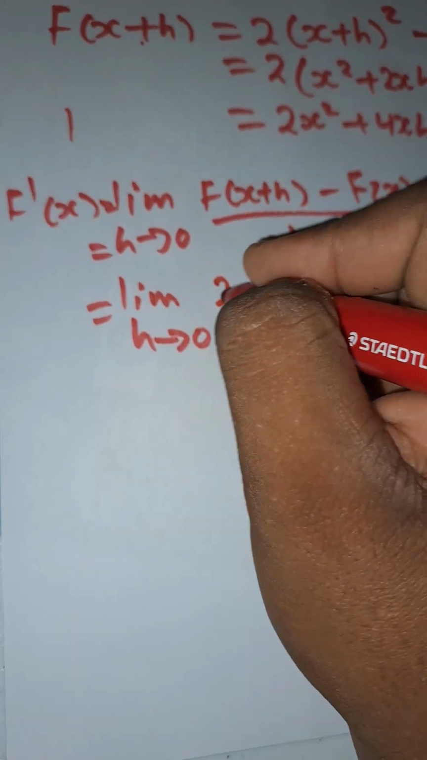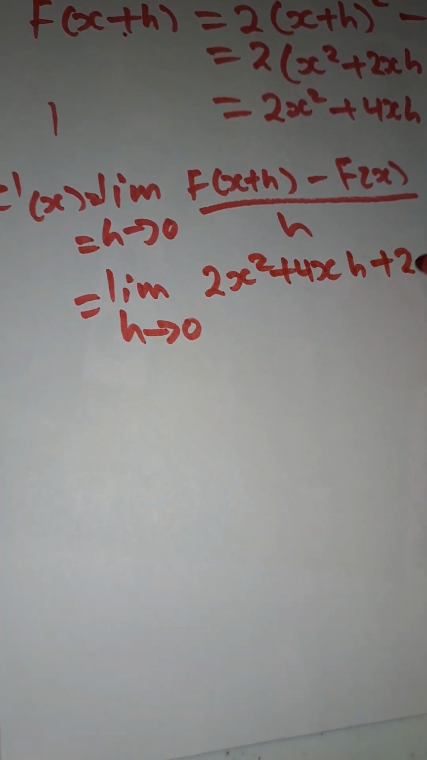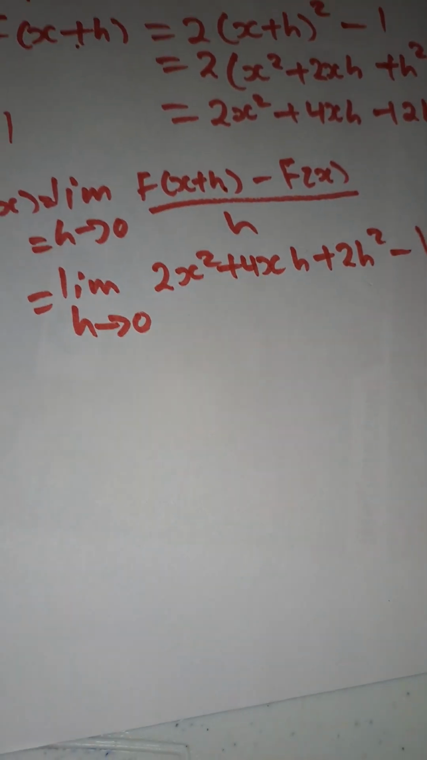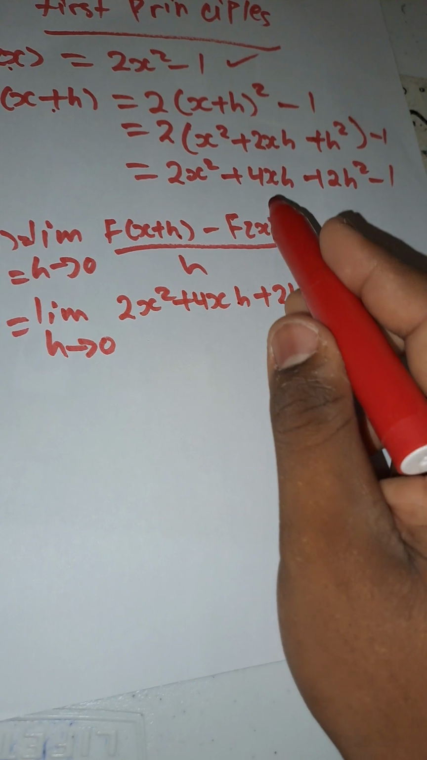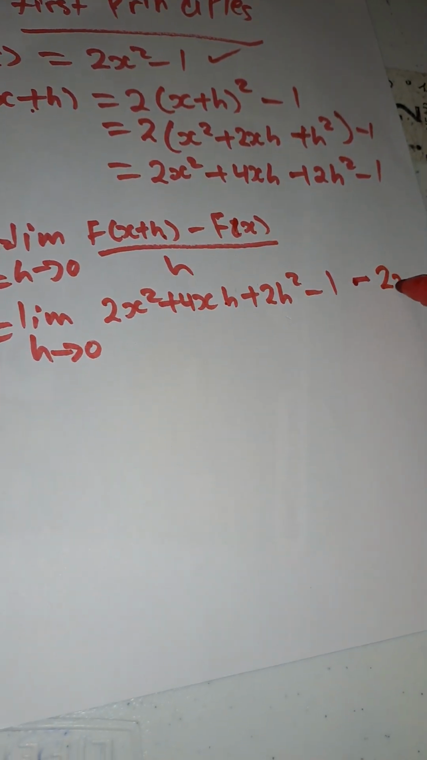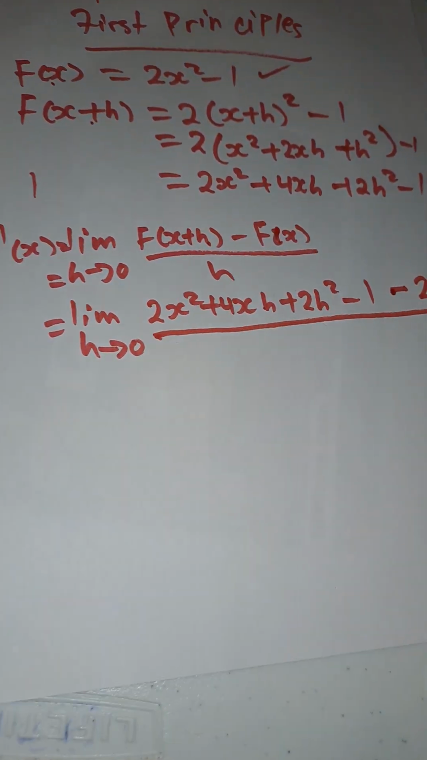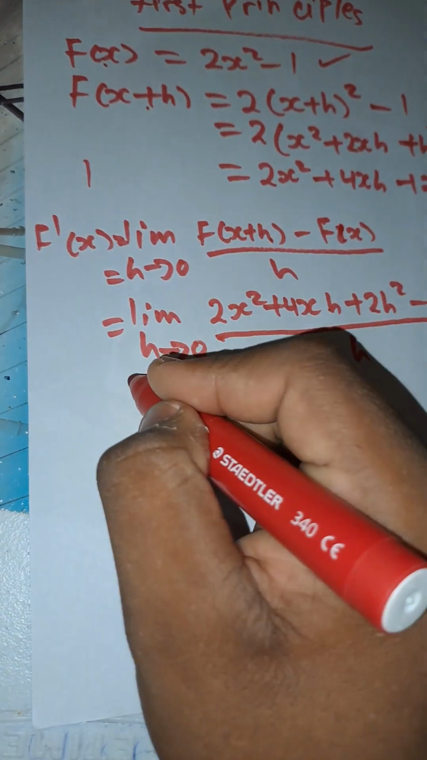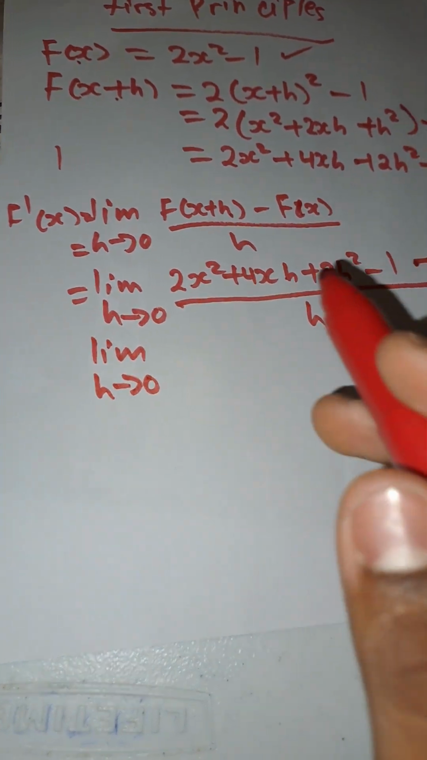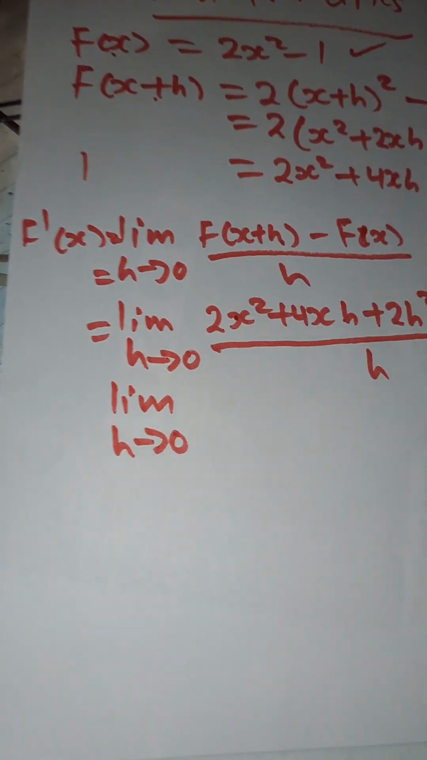So it's going to be 2x squared plus 4xh plus 2h squared minus 1, and then minus f of x. What is my f of x? It is 2x squared minus 1, so minus 2x squared plus 1, over my h. My h stays there. Continue, limit as h approaches 0. And now I can do my maths. 2x squared and 2x squared are out. Can you see that?